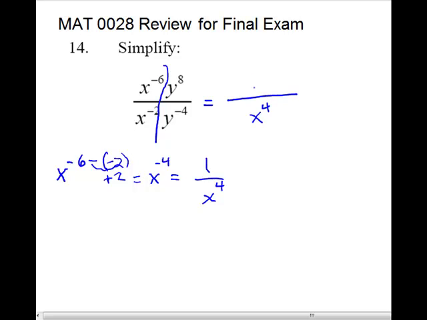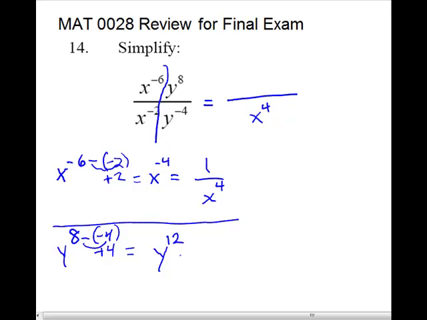You will write the 1 if there's nothing else there. We'll wait and see if anything else goes there. Now we'll do the y's. Subtract top to bottom, 8 minus a negative 4. Minus a negative makes plus. So we actually have 8 plus 4, y to the 12th. And the rule puts it on the numerator. It's only if it's negative that it will shift. So we have y to the 12th, and that is actually simplified form.